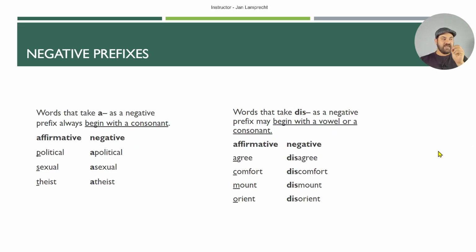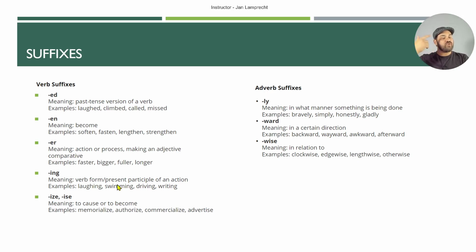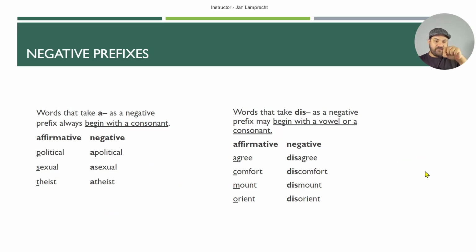Now be careful with negative prefixes. Normally you get at least one in every test where they would want to use a negative one. So now for example, words that take a as a negative prefix. So what did we look at before? Before we looked at suffixes. Suffixes go at the end of words. Now we're looking at pre. Pre is before, yeah? Prefixes. So they go before the word.